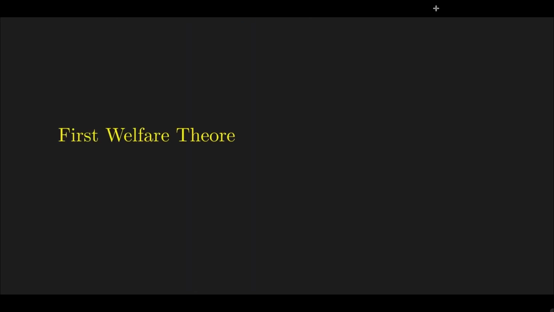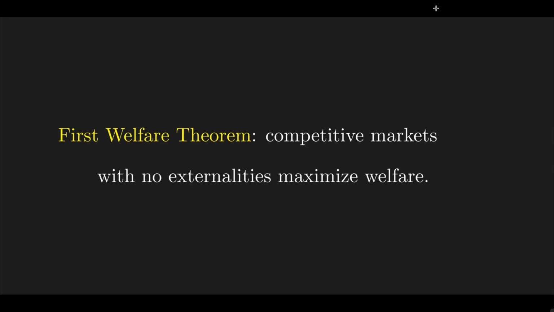Okay, so this leads us to what we call the first welfare theorem of economics. We say competitive markets that have no externalities maximize welfare. And welfare is what we've been talking about with producer surplus and consumer surplus. It's essentially the sum of producer surplus plus consumer surplus at this point. It gets a little more complicated as we go through, but for now, that's our definition.